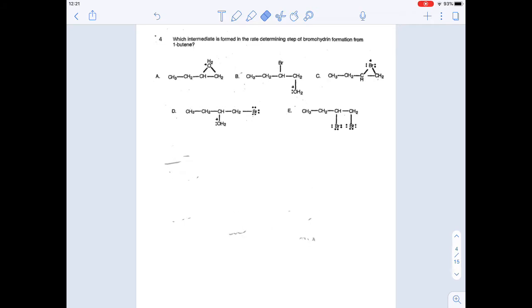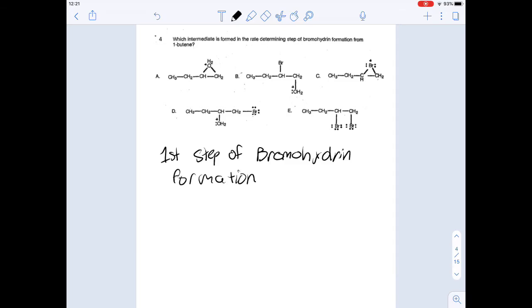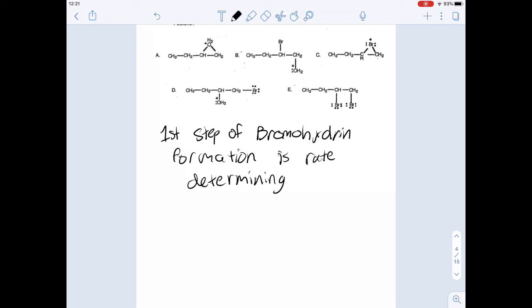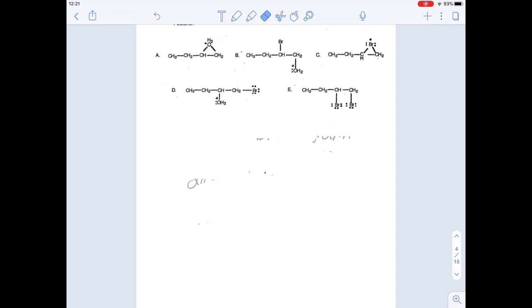Give me 1 second. Like most reactions in orgo, the first step of bromohydrin formation is going to be the rate determining step. So, first step of bromohydrin formation is rate determining. Sometimes you will see rate determining step abbreviated as RDS. So I'm just going to write that in here for you guys. You could pause, write that down, and then I'm going to erase and include the mech.